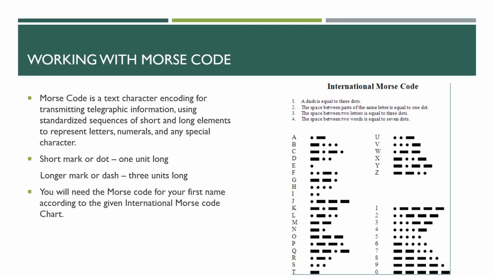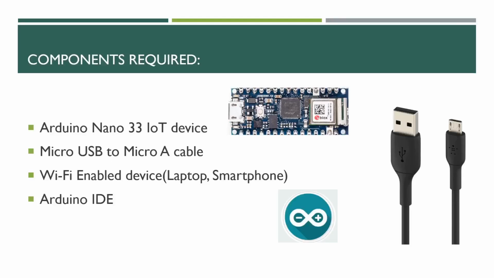You will need the Morse code for your first name according to the given international Morse code chart as represented. You will require the following components: an Arduino Nano 33 IoT device, a micro USB cable, a Wi-Fi enabled device, either a laptop or a smartphone, and the open source Arduino IDE.